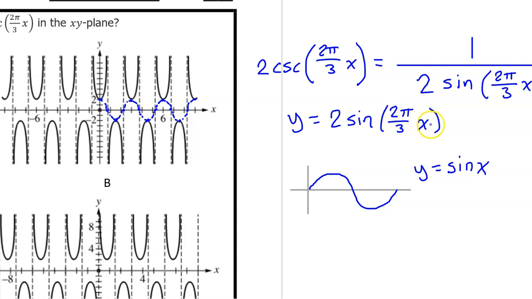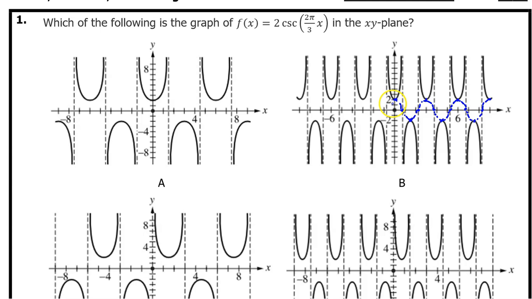Since y equals 2 times the sine of 2 pi over 3 x has no phase shift, there's no value being added or subtracted inside the parentheses, that means that this graph should also start right at the origin and look like this. In option B, the curve oscillating back and forth between the peaks and the valleys does not start at the origin. It starts at a high value. This is a cosine function, not a sine function.